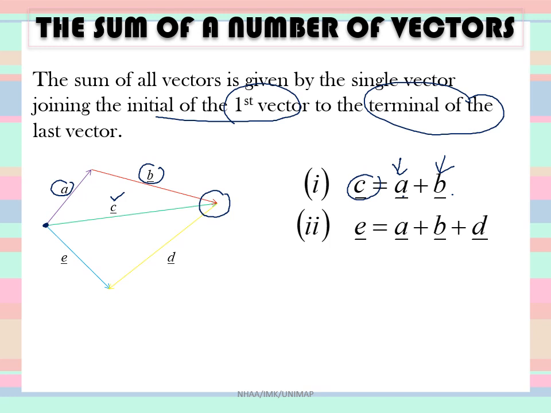Okay, make a straight line. So this is your single vector C, which is the resulting vector of the summation of vectors A and B. Understand? We are not only allowed to sum two vectors, but we can also sum more vectors.